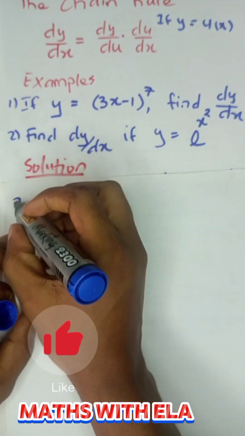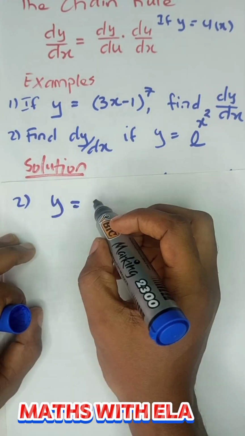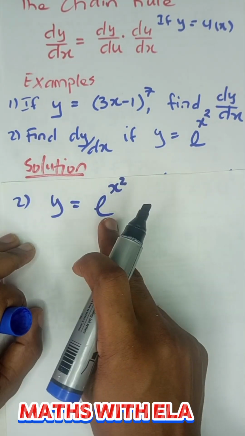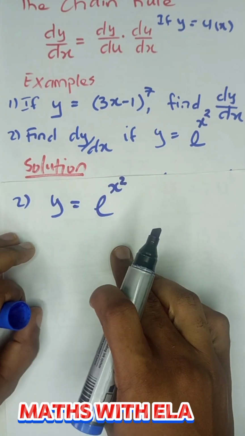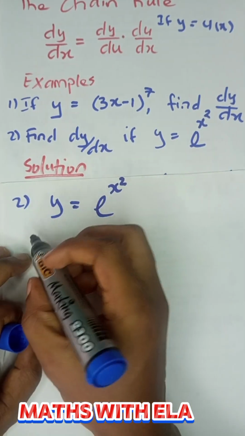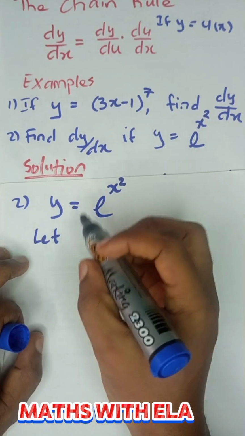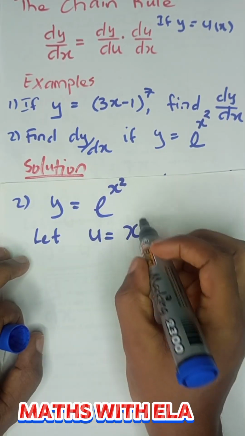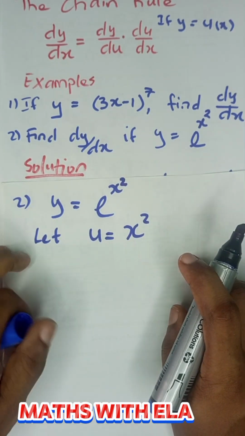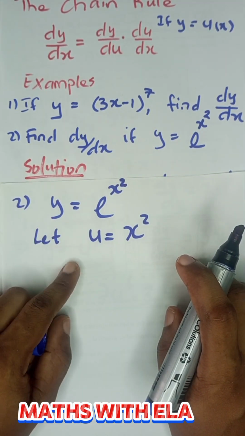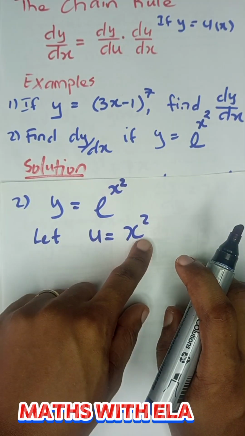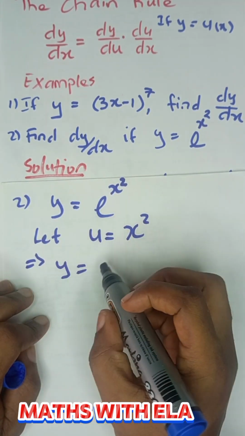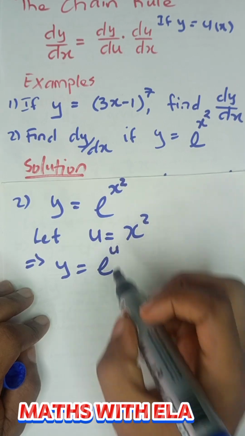So example 2, we are given y equal to e to the x squared. So e is raised to the power x squared. Now the first thing is to do a substitution. Let u be equal to x squared, because remember we said y should be a function of u and u a function of x. So we are going to have y being equal to e raised to the power u.